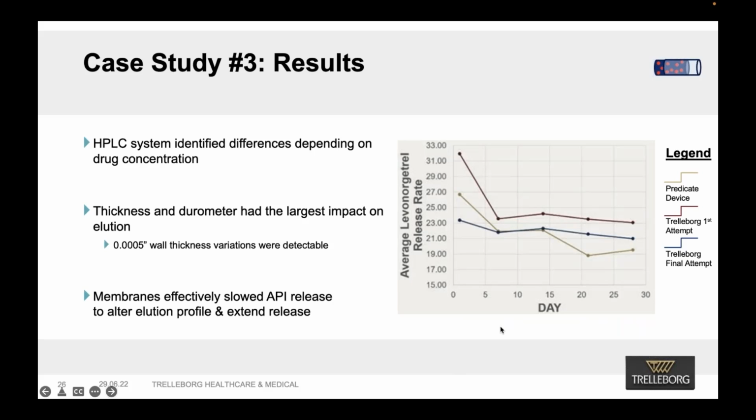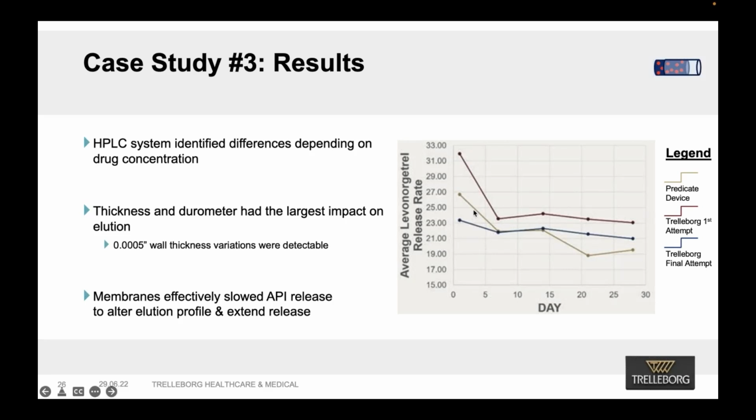So if we look at what we found in the results, first I'll quickly describe this graph that you see on the right. The predicate device with this gold line was essentially the target that our team was pursuing. So that was basically what we were seeing for the device that was on the market. In our first attempt, we ended up coming up with a system that performed close to the predicate device. It was within the right window, but as you can see, it ended up performing and releasing a little bit more of the drug than the predicate device did.